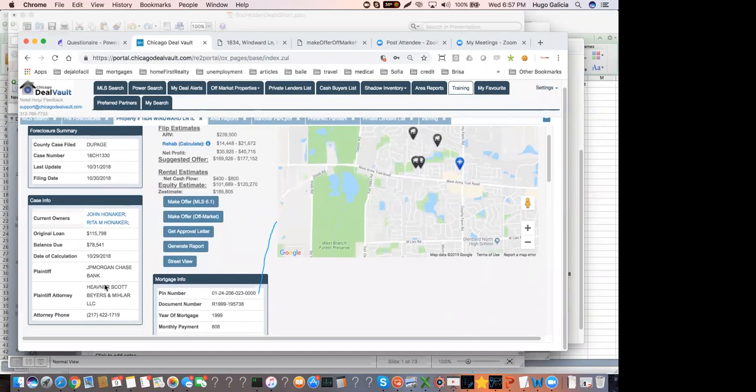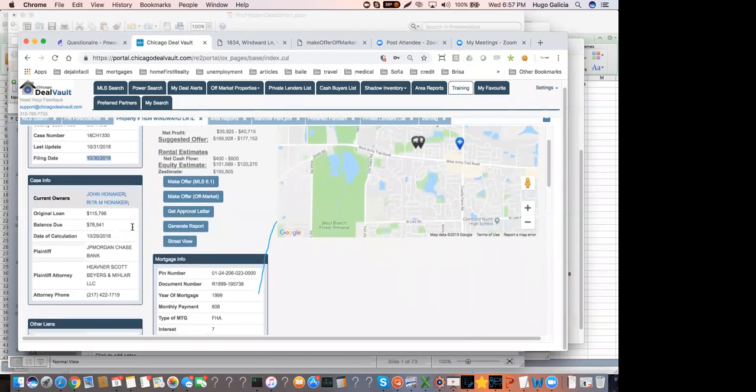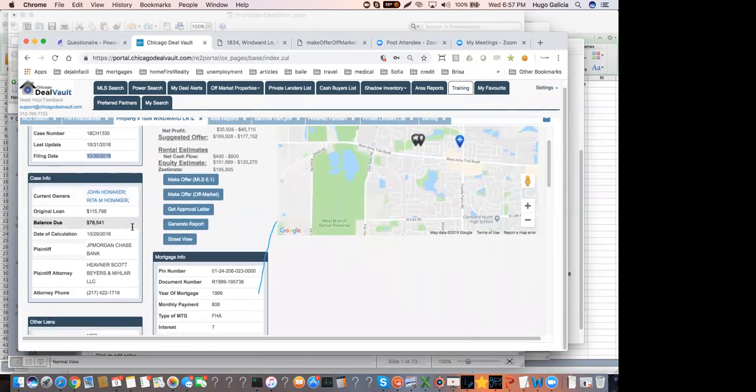they are indeed in financial distress and they have fallen behind on their mortgage payment. Therefore, the bank has sued them for payment, meaning they're in foreclosure. So this data is very accurate, okay? So the owners are indeed in foreclosure. They might tell you that the property is not in foreclosure, but that is not true. You want to make sure that you make this clear to them.